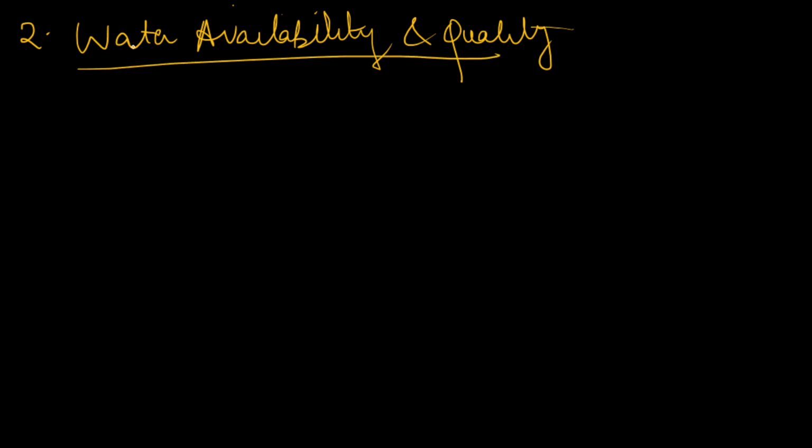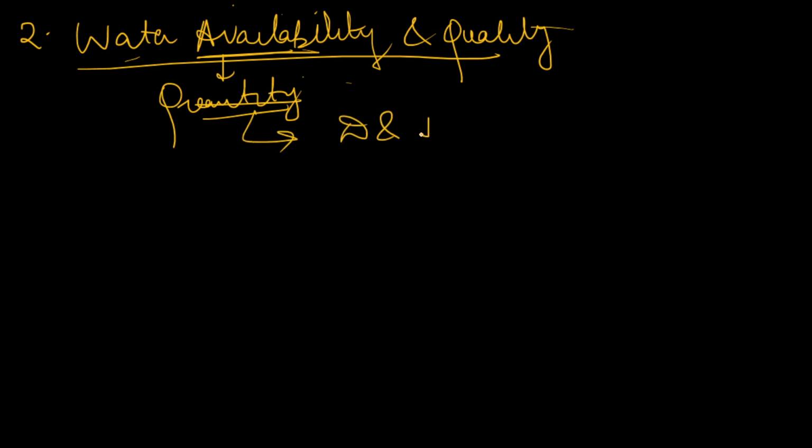So first of all, availability, that is quantity and quality of water. If we have limited water availability, obviously focus on drip and sprinkler irrigation, because here the water needed is less. But if you choose surface flow irrigation, you should have enough quantity of water, because a lot of water is flown in surface flow irrigation.